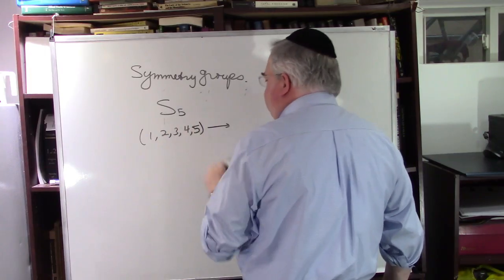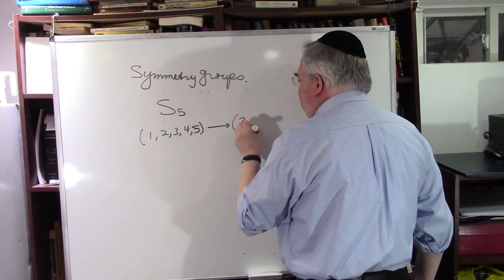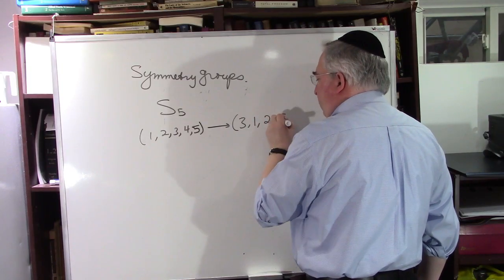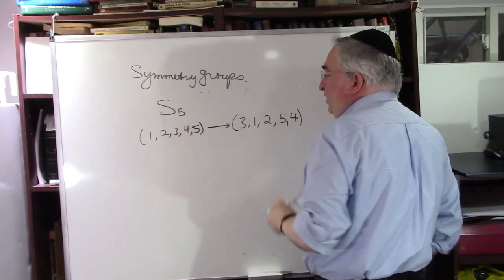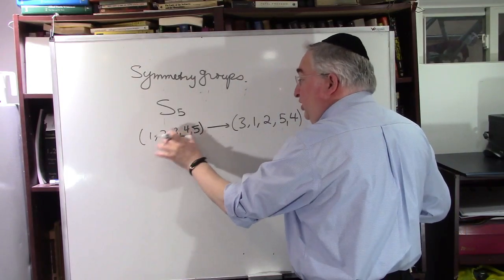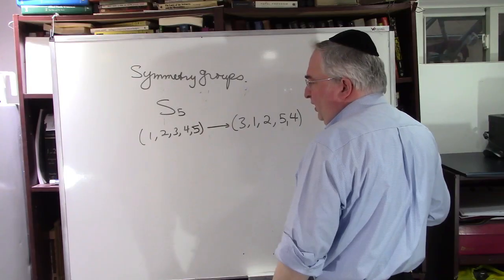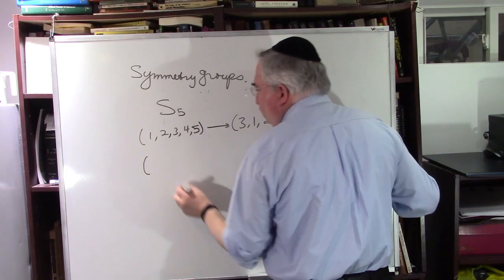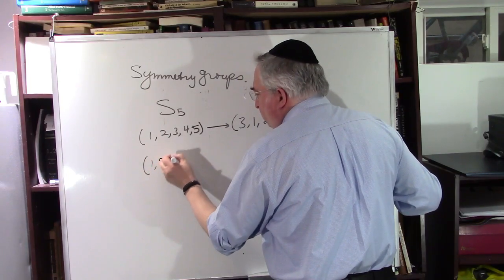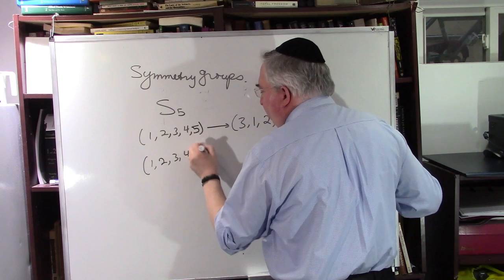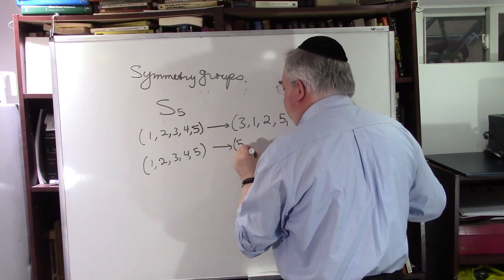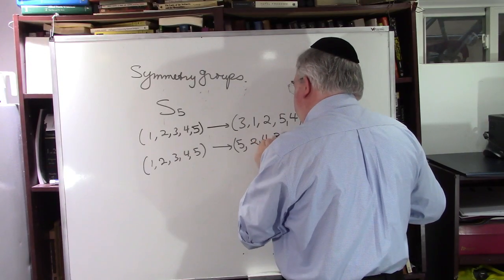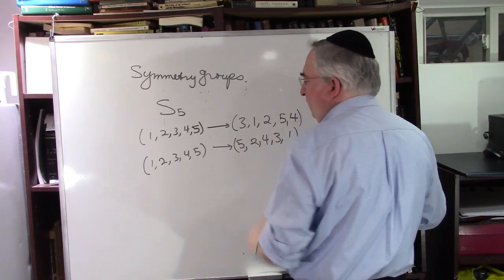We're going to change this to something like this: 3, 1, 2, 5, 4. So this is a permutation of 1, 2, 3, 4. We do this, okay? The main point is as follows. If we have two such things, 1, 2, 3, 4, 5 goes to 5, 2, 4, 3, 1. Okay, we have two such things.